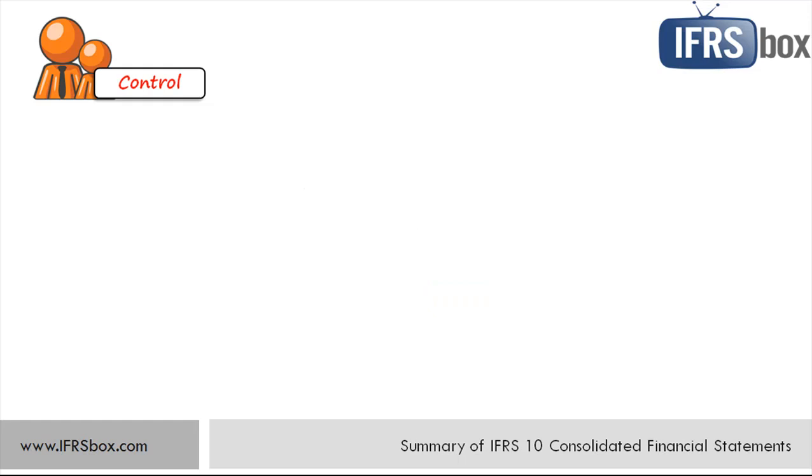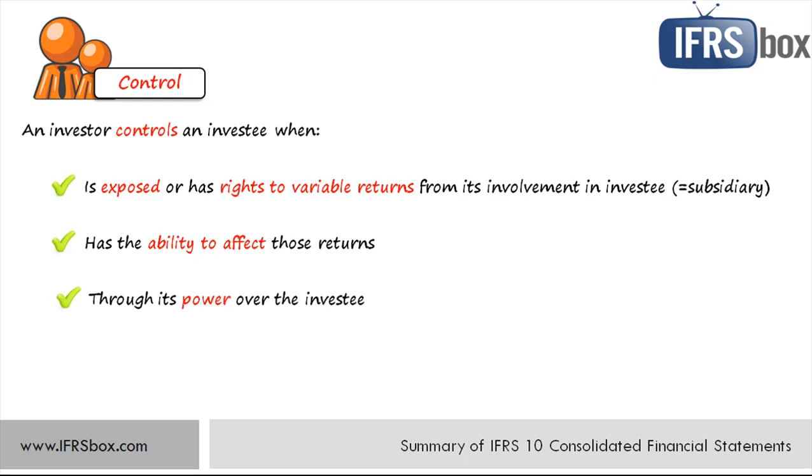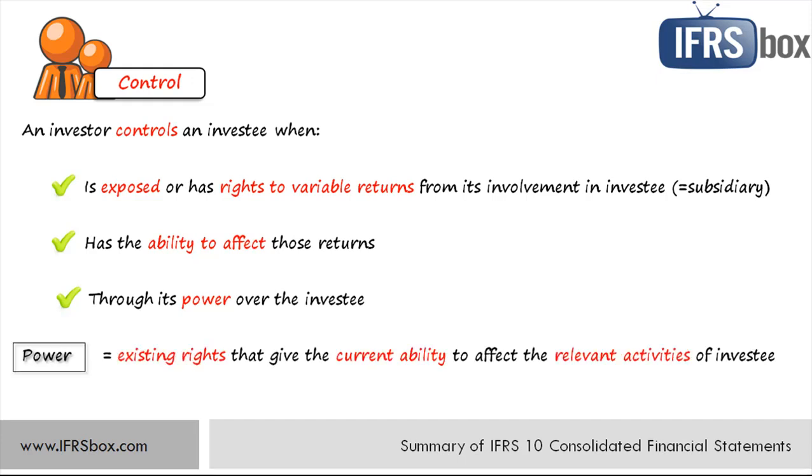An investor controls an investee when it is exposed to or has rights to variable returns from its involvement with the investee, which will be a subsidiary in this case, and has the ability to affect those returns through its power over the investee. The focus here is on power, and IFRS 10 defines it as the existing rights that give the current ability to direct the relevant activities of the investee.